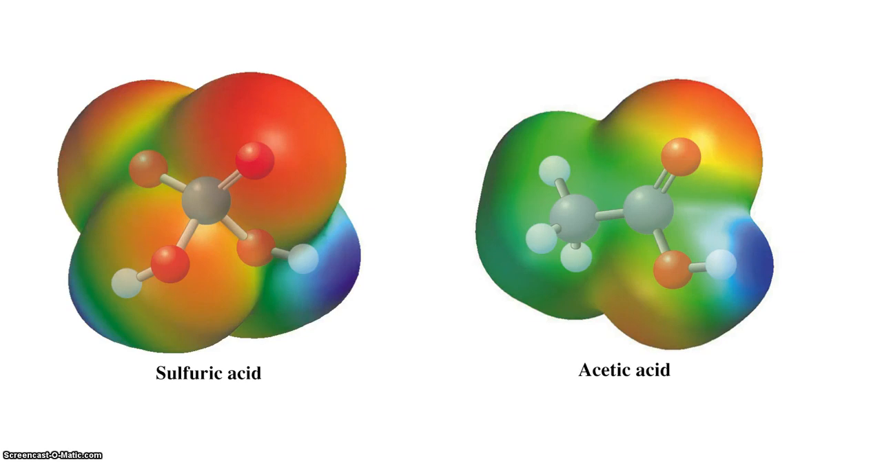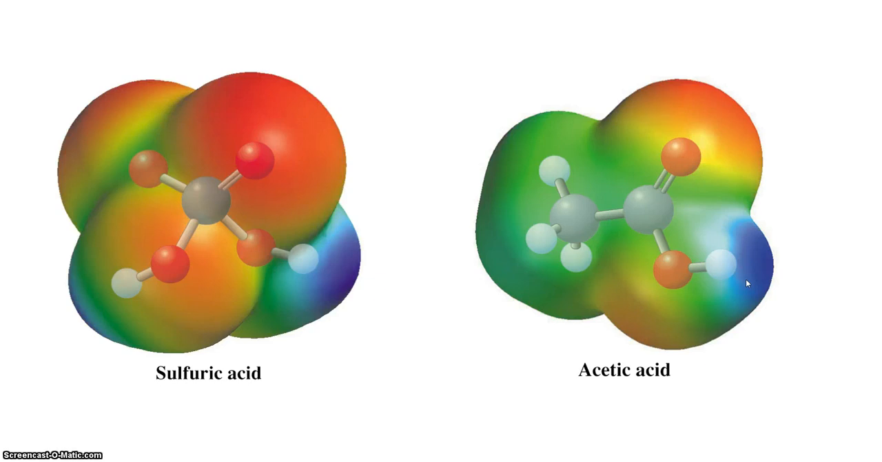Okay, so if we compare these two acids, we're interested in one of these hydrogens leaving on the sulfuric acid and this hydrogen leaving on the acetic acid. We know that H2SO4, at least the first proton leaving, is a strong acid, and acetic acid is a weak acid.